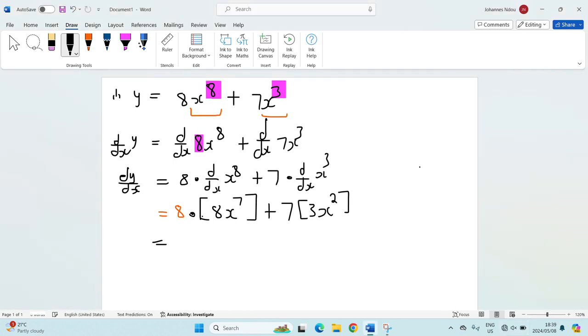Now what's 8 times 8? 8 times 8 is 64. So my answer is 64x to the power of 7, plus 7 times 3 is 21, 21x squared. And this is the differentiation with respect to x. The key thing to note here is that with a constant and a function, you keep the constant and differentiate the function. Let's have a second example.